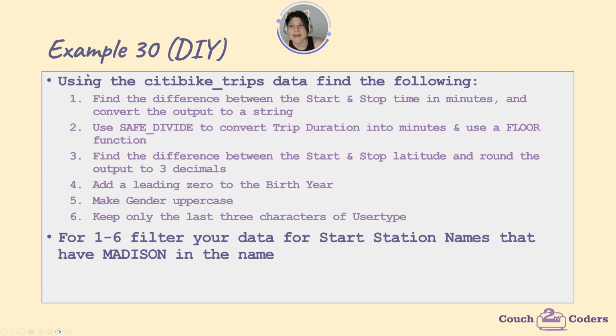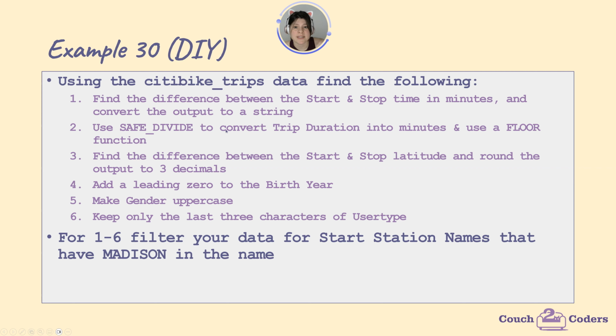We have a big example here with 6 different parts. We're going to be using the city bike trips data, and we're going to find the following. First, we're going to find the difference between the start and stop time in minutes, and convert the output to a string. So that's going to be a two-parter. First, you have to find the difference, then you have to convert it.